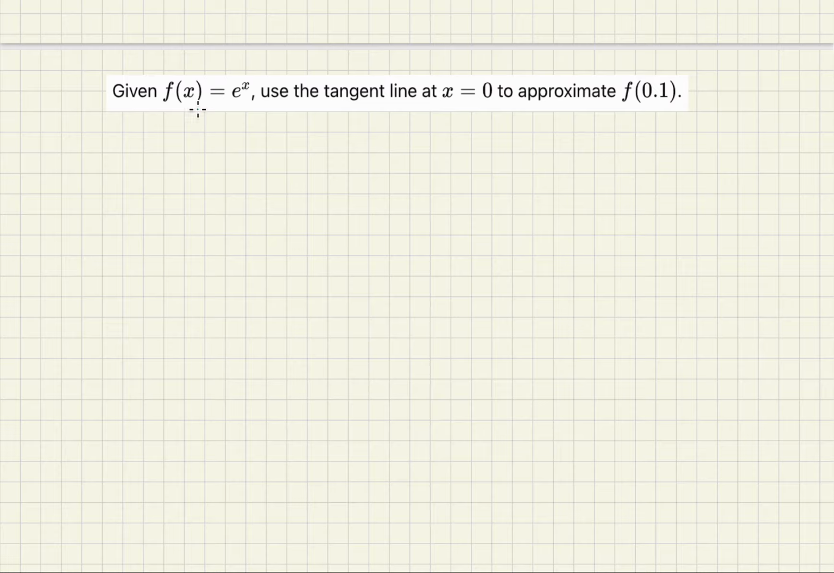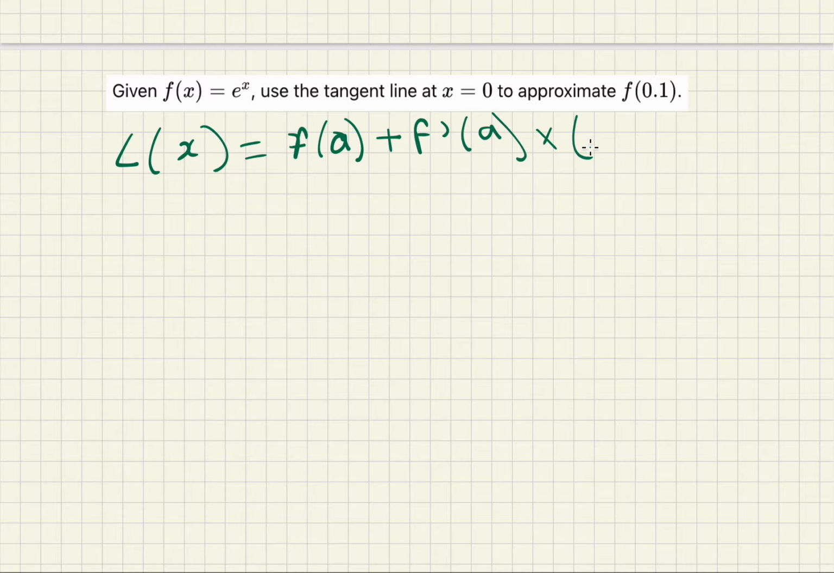So in this problem, we have the function f of x equals e to the power of x, the tangent line at x equals 0 to approximate 0.1. So we can write our formula, which is L of x equals f of a plus f prime of a times x minus a. Now we can plug everything in.